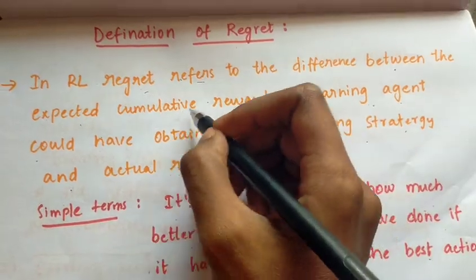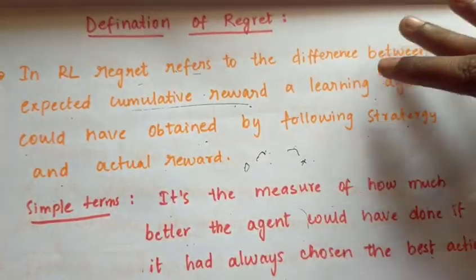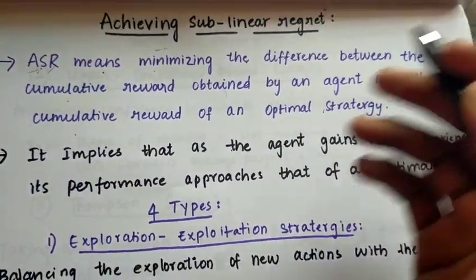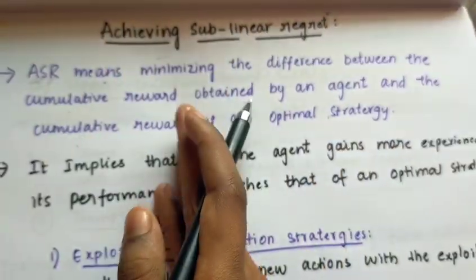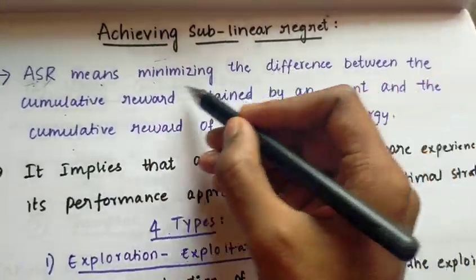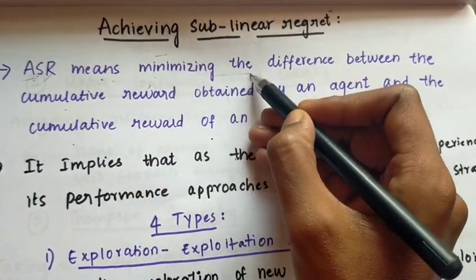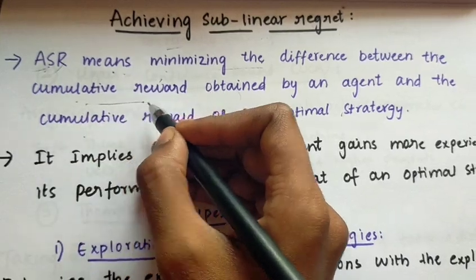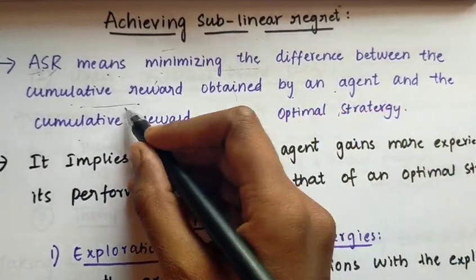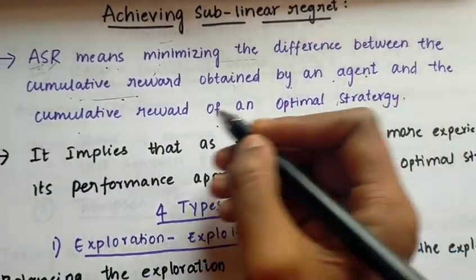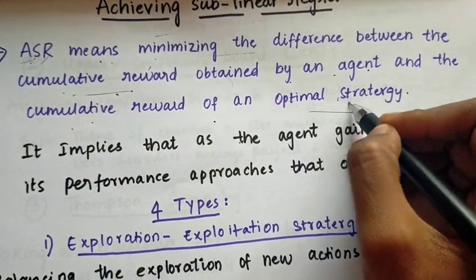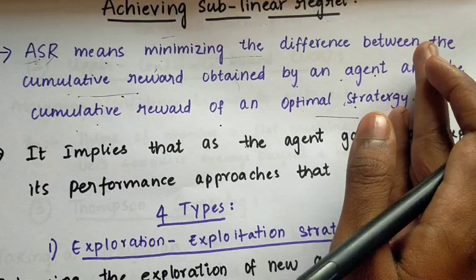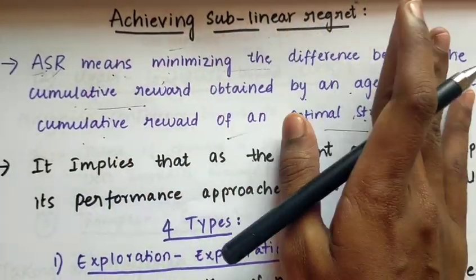What happens here? To get a cumulative reward, and to get an actual reward, we are following some strategy. Here also it is the same thing. But here, it means we are minimizing the difference between the cumulative reward which is obtained by an agent and the cumulative reward of an optimal strategy. So to gain some reward we are following some strategy. That is what achieving sublinear regret is.